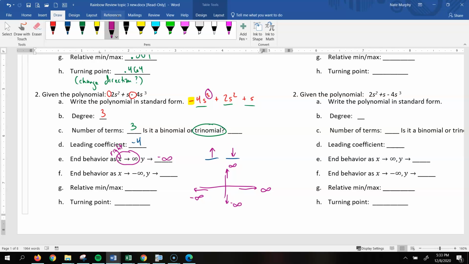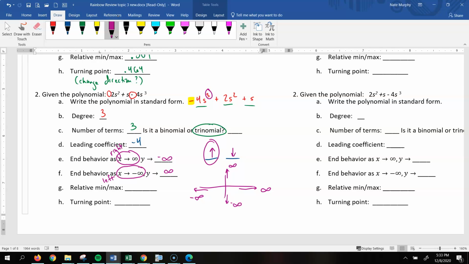So in part F, it says as x approaches negative infinity. So this is referring to the left side. So that's the left side of the graph. And the left side of the graph, we can see that the graph is going up. And when the y is going up, it means it's approaching positive infinity.